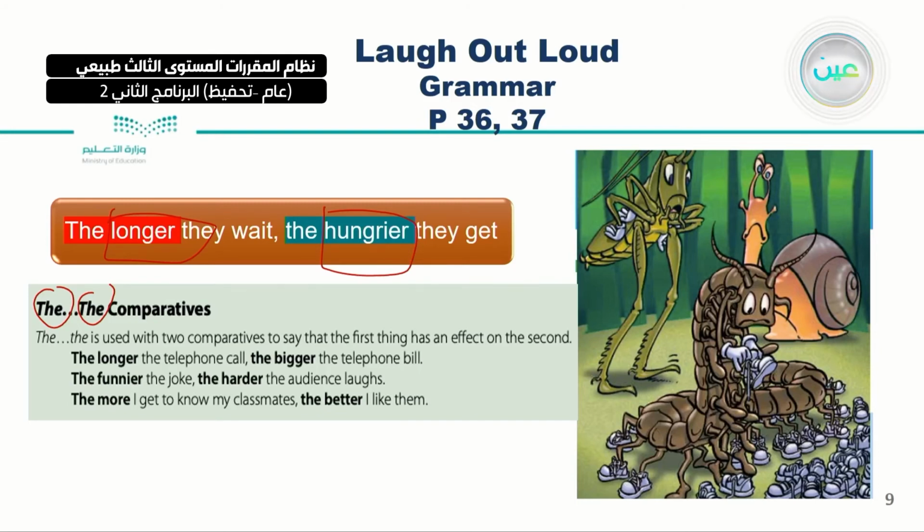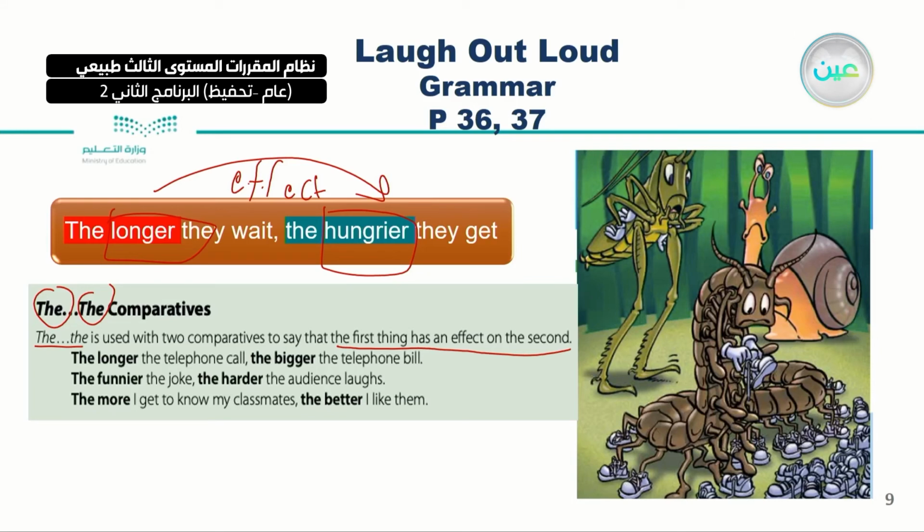The... and the... is used when? With two comparatives. The first thing has an effect on the second. So here, the longer they wait, what effect does it have on what happens here? Here, what happened? When they wait for a long time, they get hungrier.